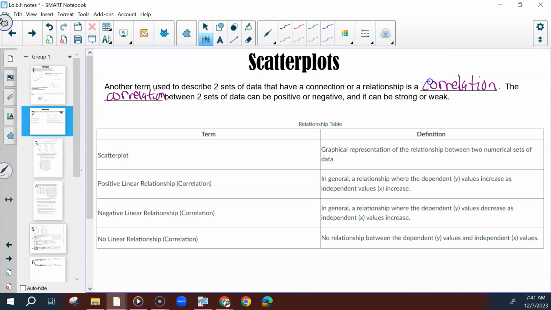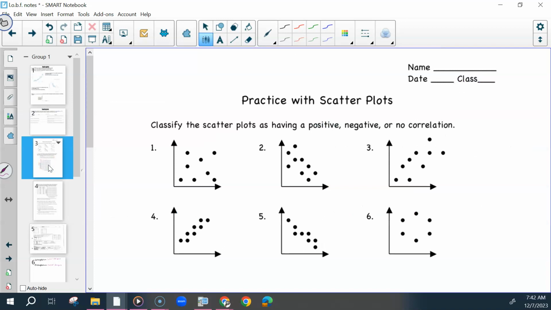So we talked about the positive and negatives. The strong and weak we'll talk more about when we do what we're actually going to do. But this vocab is here so that you have it for later purposes. Go on to the next page.